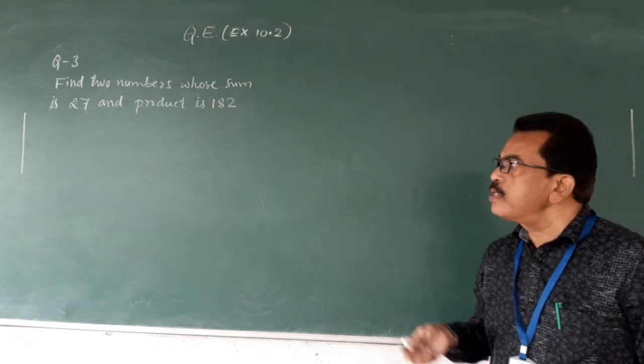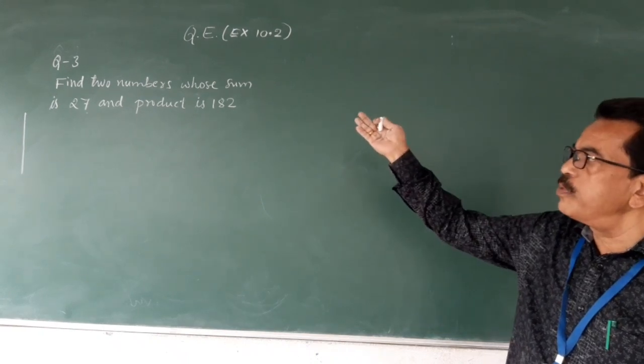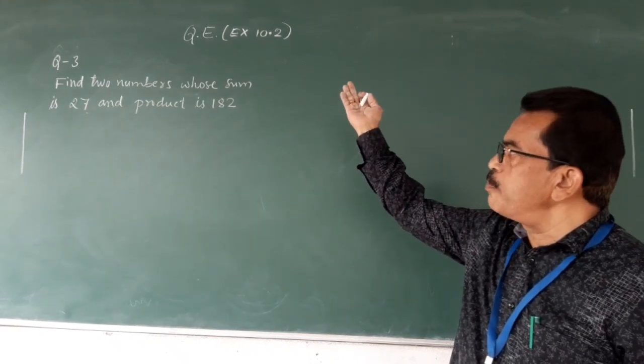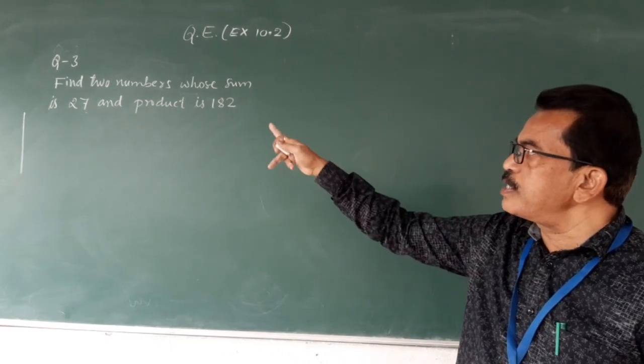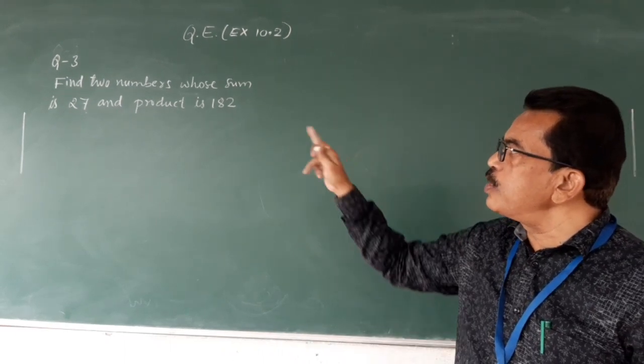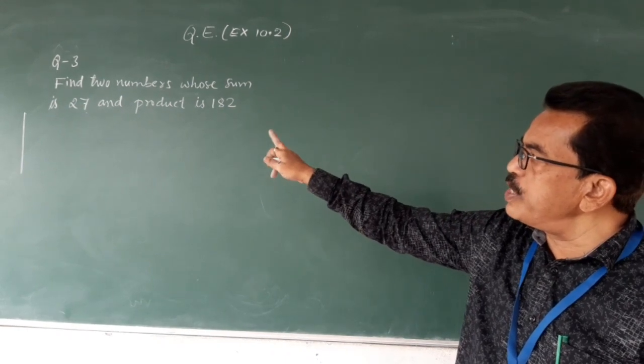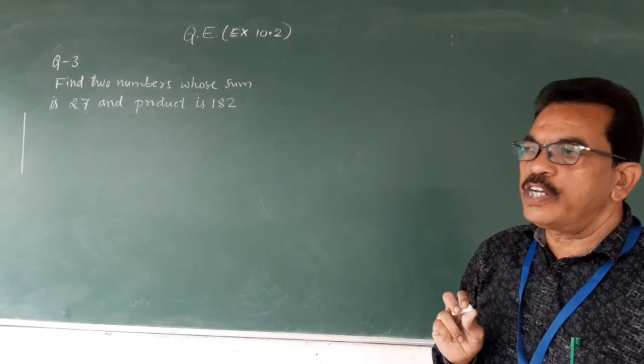See my dear students, so far we have studied the exercise 10.2, some problems related to this exercise. Now let us move to the third one. Find the two numbers whose sum is 27 and product is 182.